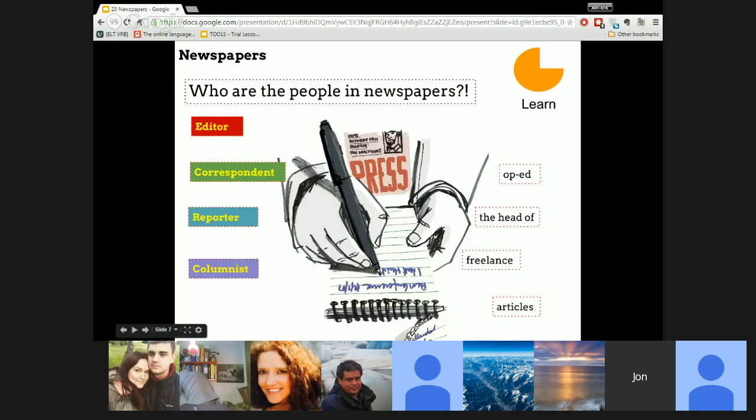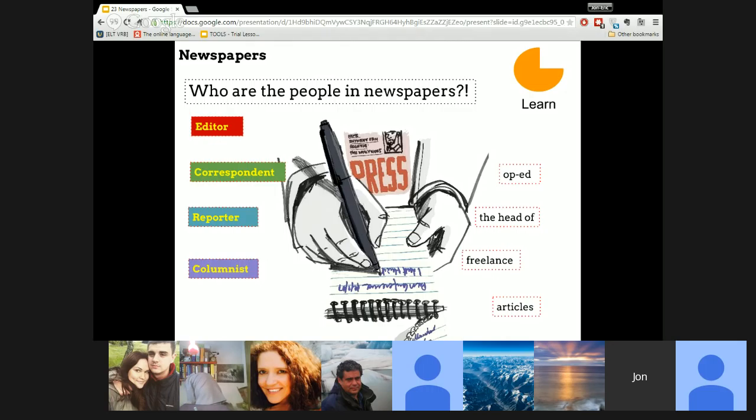Who are these people in a newspaper? Jose, what does the editor do? If you can, you can match it up with the picture on the right side, with the word on the right. The editor writes articles in the newspaper, no? No, he doesn't. Good guess. Not the editor. The columnist, sorry. Yes and no. The columnist is much more specific than that.